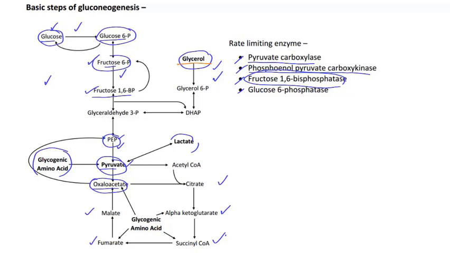Glycerol is first converted into glycerol 3-phosphate, then it is converted into dihydroxyacetone phosphate, which along with glyceraldehyde 3-phosphate makes one molecule of glucose. On the other hand, lactate. This lactate is converted into pyruvate, and this pyruvate enters into inverse glycolysis reaction.